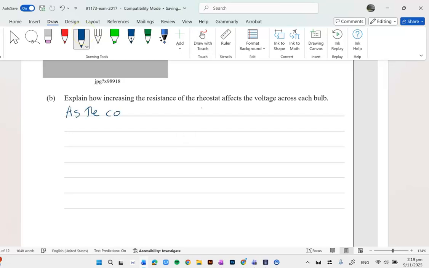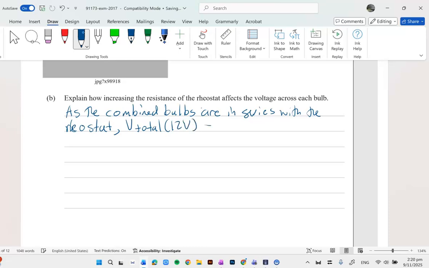As the combined bulbs are in series with the rheostat, I probably spelled it wrong, V total, which is the 12 volts, equals V bulb, or bulbs, plus V rheostat. Okay? I'll just put that in brackets.